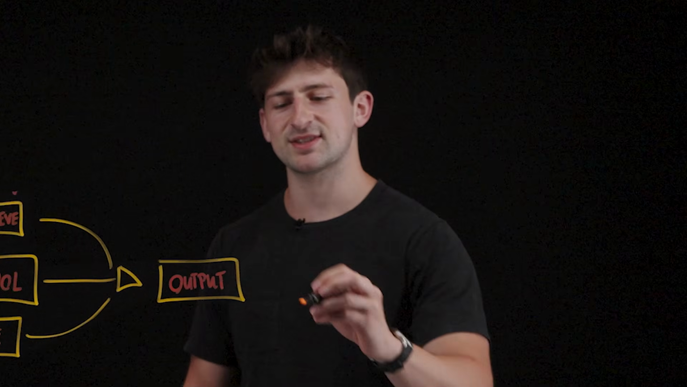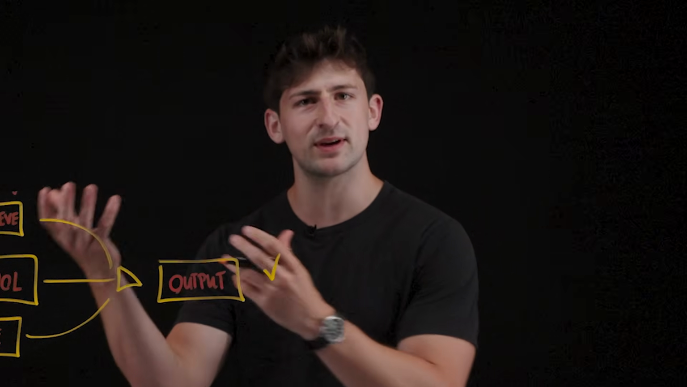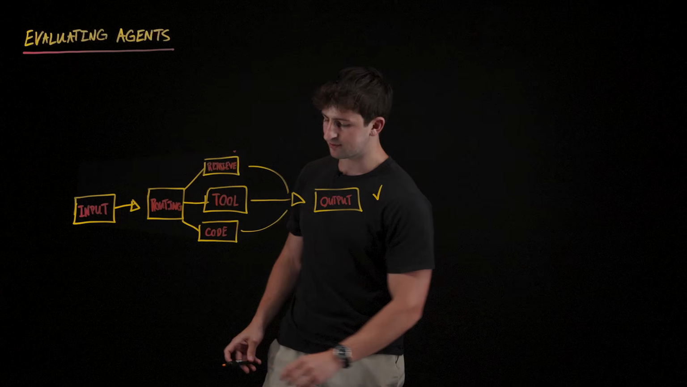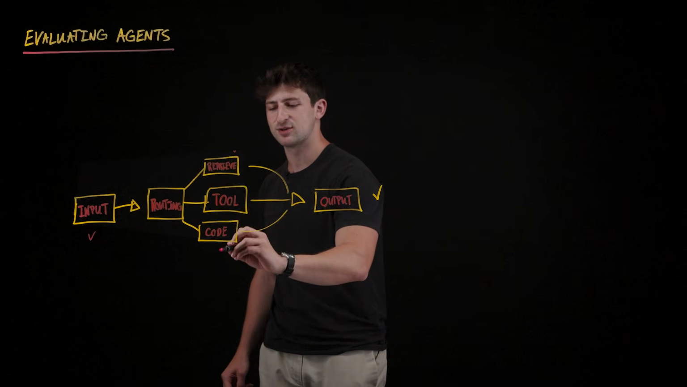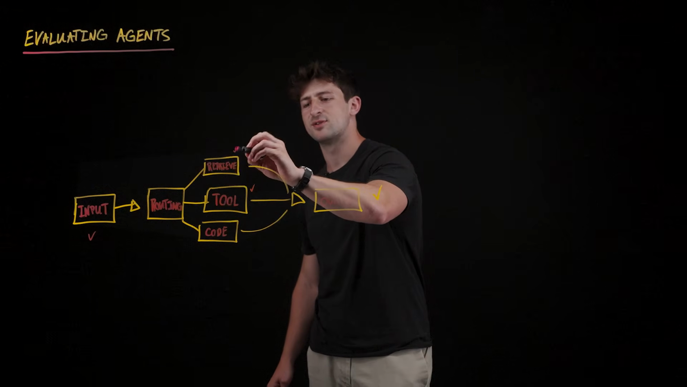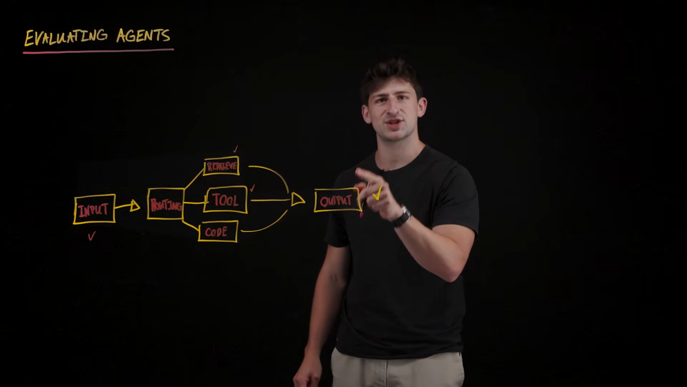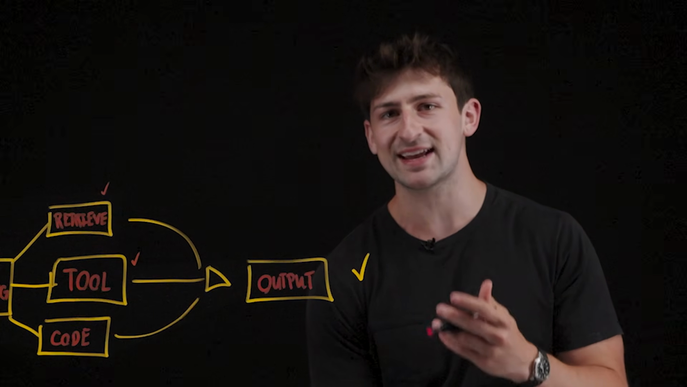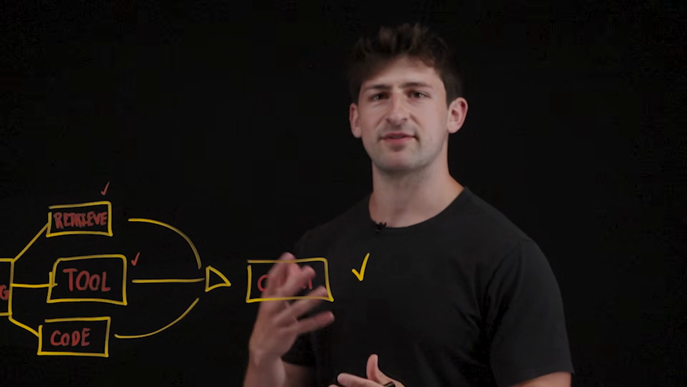But the thing is, we can't just evaluate this final output, right? Because all of these previous steps need to be checked. Did we understand, say, for example, the user's intent correctly? Or did we pick the right tool when we decided to call this MCP server? Or did that retrieval through our vector database actually return the right relevant context in order to generate this response? Each link in this chain of decisions in an agent is a potential failure point, so each one needs its own evaluation.